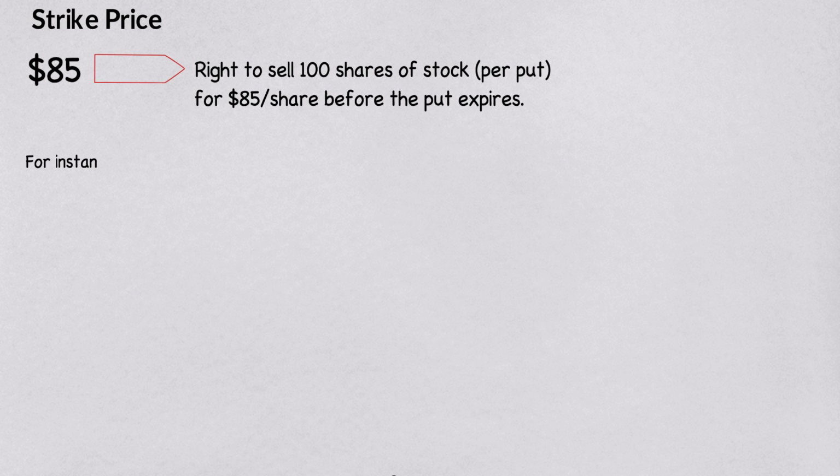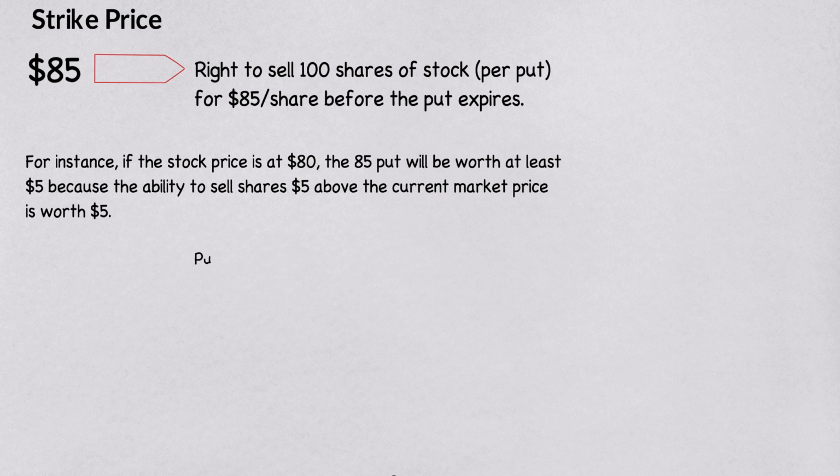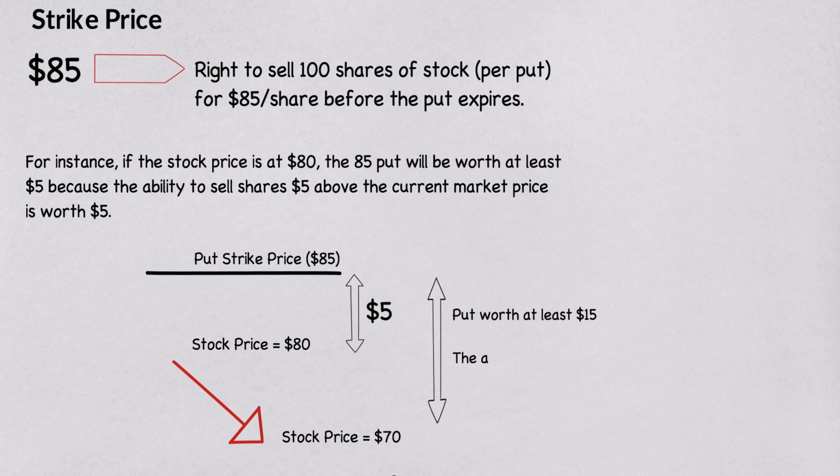So let's say we have a put option with a strike price of $85. If the stock price is at $80, the 85 put will be worth at least $5 because the ability to sell shares $5 above the current market price is worth $5 per share. However, if the stock price decreases from $80 to, let's say, $70, then that 85 put will be worth at least $15 because the ability to sell shares of stock $15 higher than the current market price is worth $15 per share at a minimum.